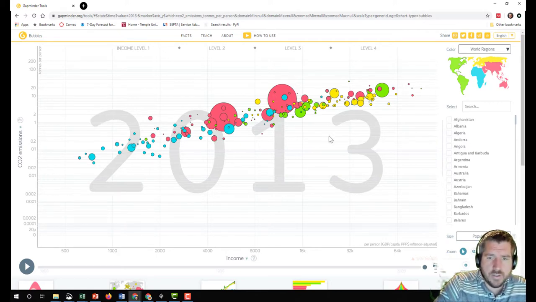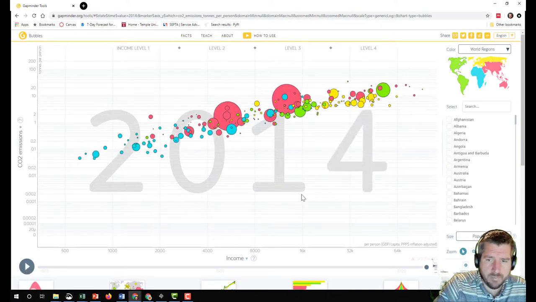The other thing to notice is that as you increase your income, you generally emit more CO2. That's why there's a trend line going up this way, and that's what you always want to look for. Is there a trend line? Is there a pattern to the data? What's going on? The other really cool thing you can do with this is play it, and it'll play over time.